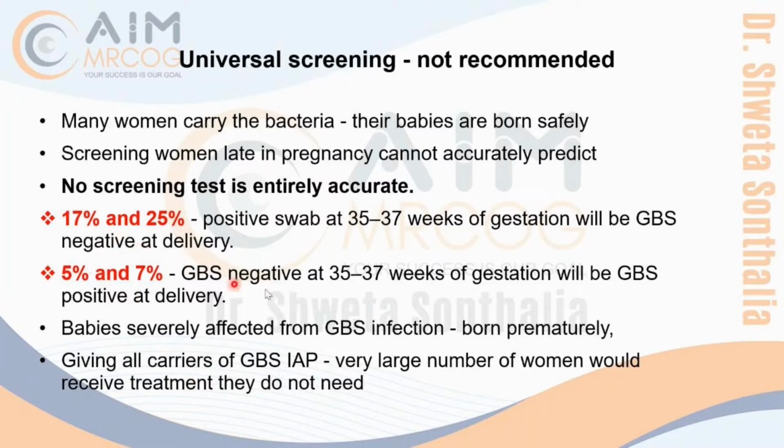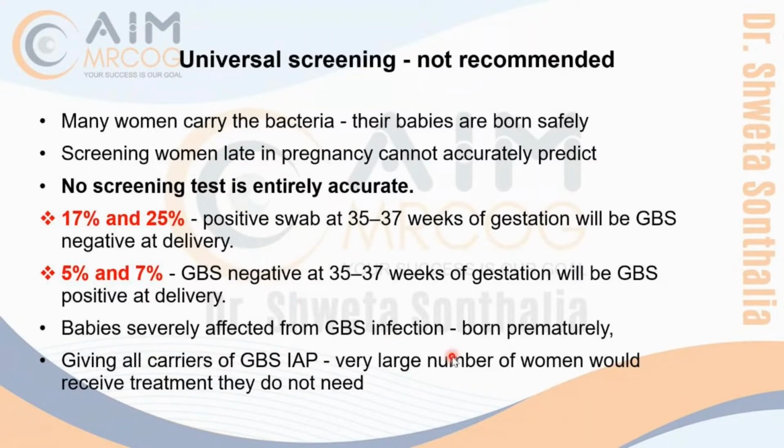5 to 7% they say that even if it comes back negative at your documented time, later it can become positive. So screening is not 100% accurate, because 5 to 7% are false negatives at 35 to 37 weeks. That's why they say that it is not accurate and they don't want to do it for everybody, but they will make a protocol on how to avoid it and make the baby safe.